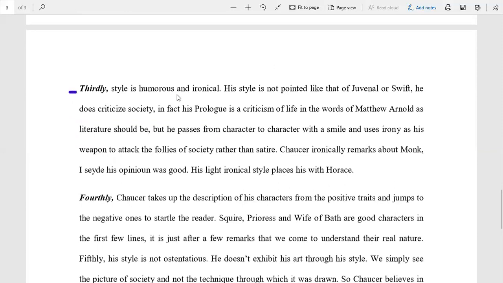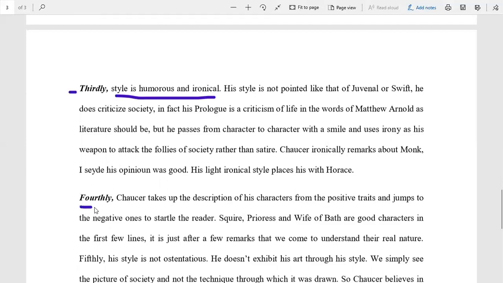Thirdly, his style is humorous and ironical. What is his style? Humorous and ironical. His style is not pointed like that of Juvenal or Swift. He does criticize society. In fact, his prologue is a criticism of life, in the words of Matthew Arnold, as literature should be. But he passes from character to character with a smile and uses irony as his weapon to attack the follies of society rather than satire. It means that different poetic devices are used by Chaucer.